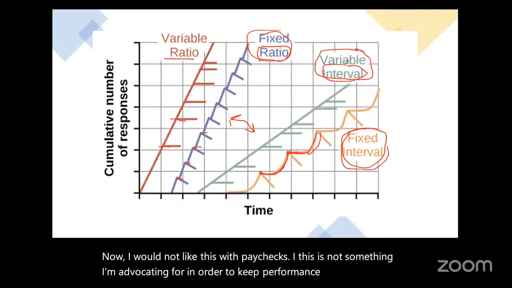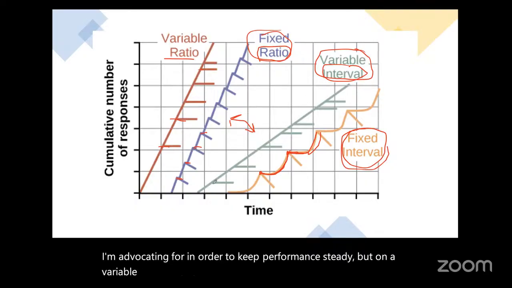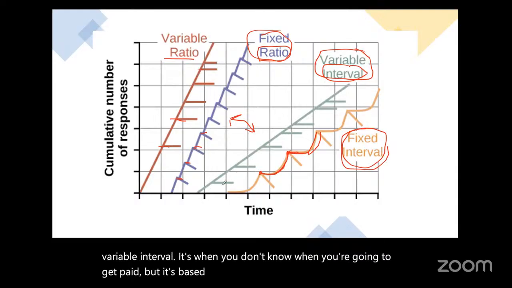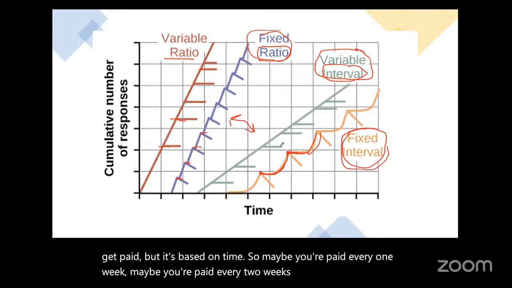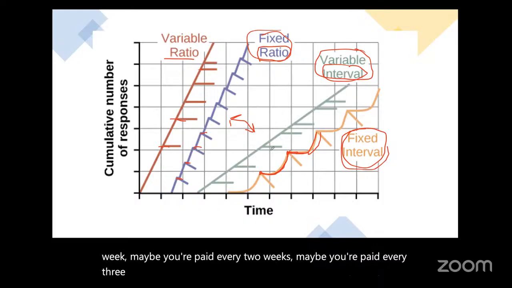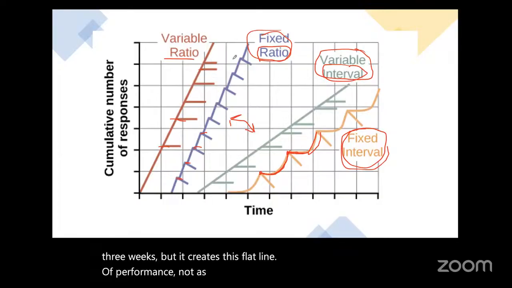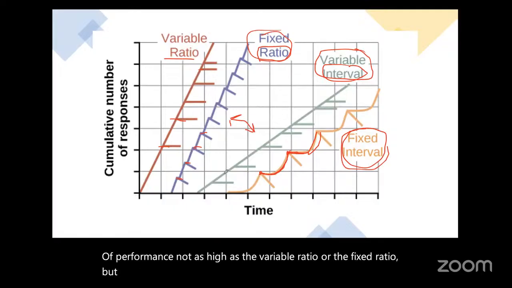But on a variable interval, it's when you don't know when you're going to get paid, but it's based on time. So maybe you're paid every 1 week, maybe every 2 weeks, maybe every 3 weeks, but it creates this flat line of performance, not as high as the variable ratio or the fixed ratio, but it creates this steady line of performance.